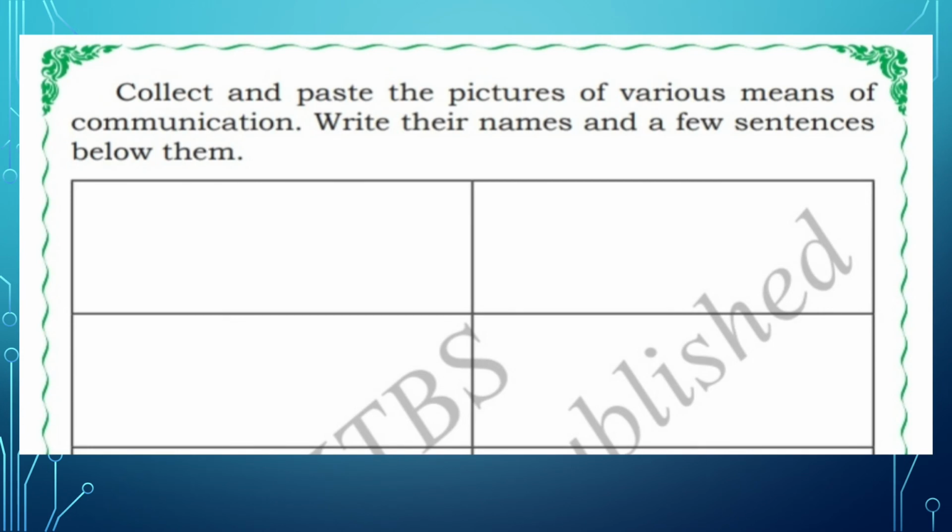Next, collect and paste the pictures of various means of communication. Write their names and a few sentences below them. What you have to do here is collect the pictures of various means of communication, from older days to present days. You have to paste them in these boxes, and write their names and also two lines on what they are and what purpose they are used for. Let's write one by one.